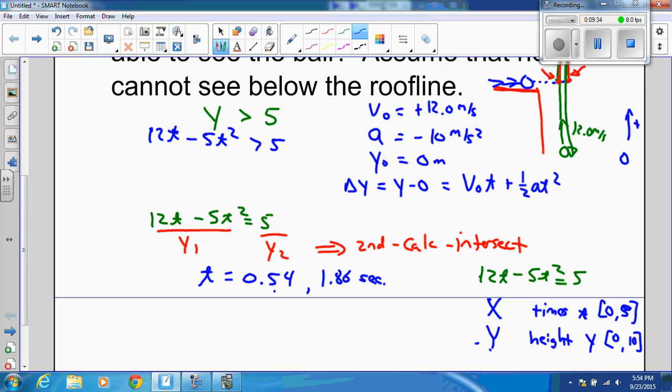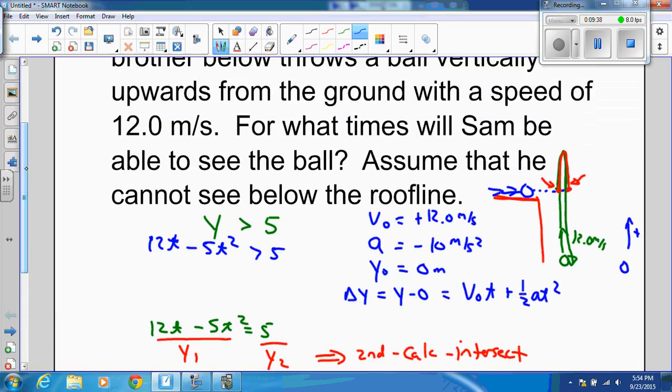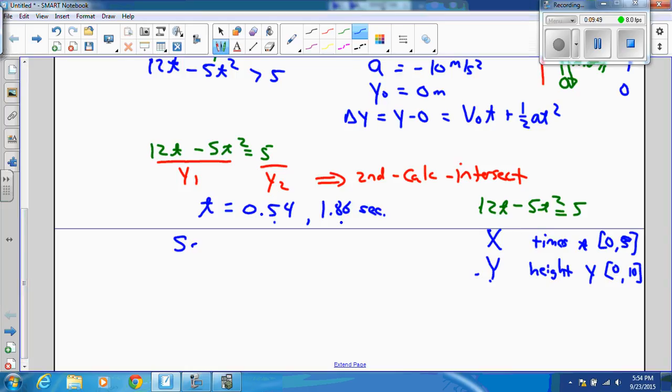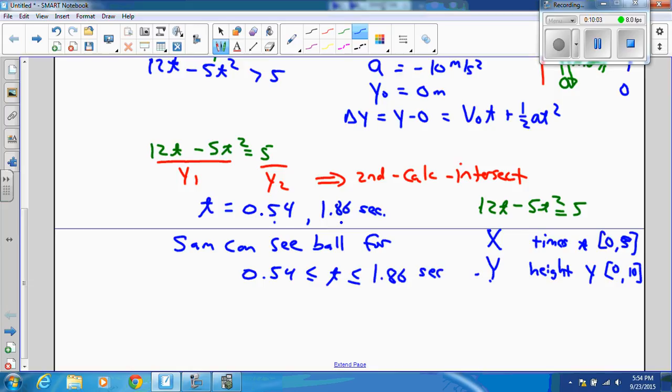Now we have to take our two intersection points and turn them into a reasonable answer to the question. The question was, for what times will Sam be able to see the ball? And the answer is clearly between these two times. And so we're going to say Sam can see the ball for t's between 0.54 and 1.86 seconds. And there it is.